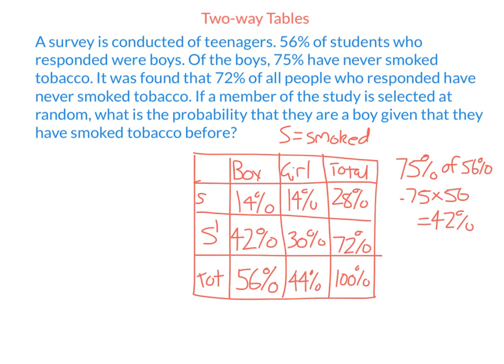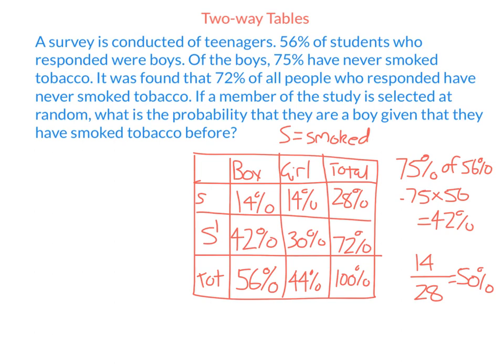Now let's find the probability that someone is a boy given they have smoked before. Well, this is going to be a lot easier now. They have smoked before means they're in this row here. So that's 28% of all people. So the probability that they're a boy is just 14 over 28, which is 50%. So that's basically saying of the people who have smoked, half of them are boys and half of them are girls. Okay, so that's all for probability.